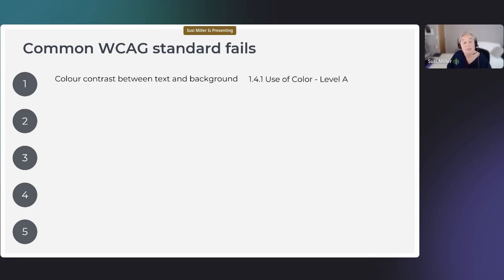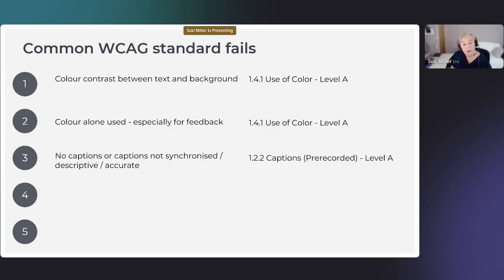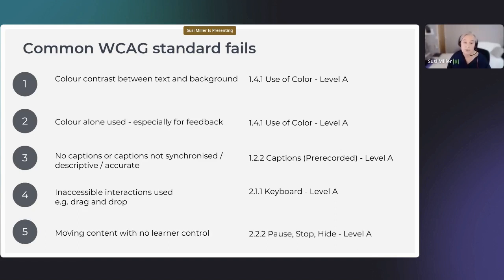So we're going to start with color contrast between text and background. Then we're going to look at color alone used, especially for feedback. Then focus on captions, how sometimes they're not used or the captions aren't synchronized, descriptive, or accurate. Then we're going to focus on inaccessible interactions used, for example, drag and drop interactions, and finally looking at moving content with no learner control.